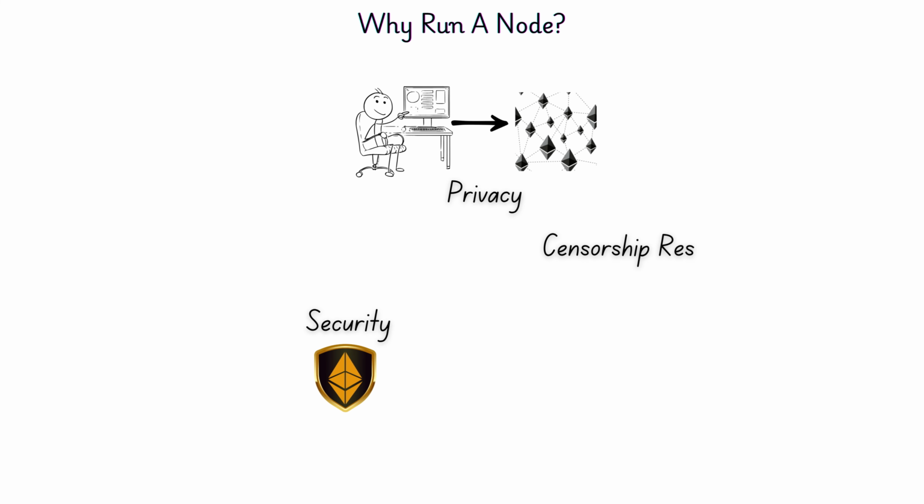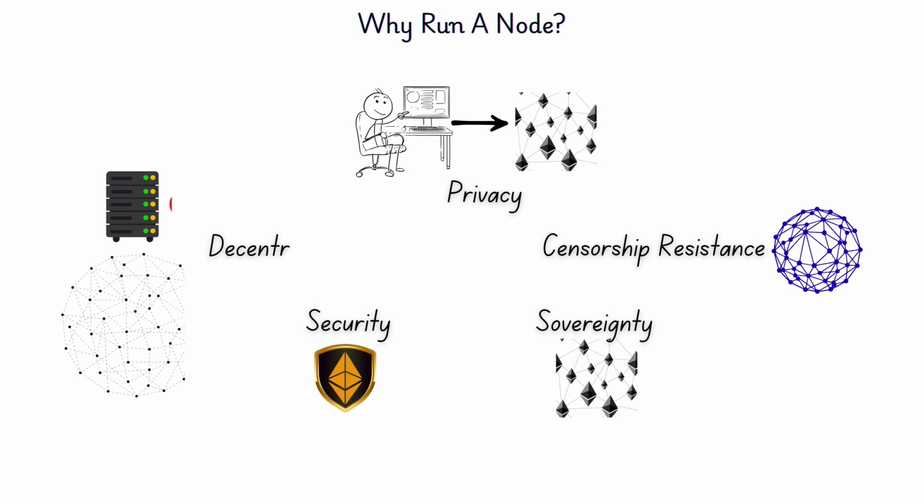Then there's censorship resistance. The more independent nodes online, the harder it is for anyone, governments, corporations, whoever, to silence the Ethereum network. And finally, it's about sovereignty and decentralization. You're not just a passive ETH holder anymore. You're literally becoming part of Ethereum's nervous system, helping the network stay healthy and balanced. What you really get are benefits that money can't buy. Also, you don't need 32 ETH or even any ETH to run a node.